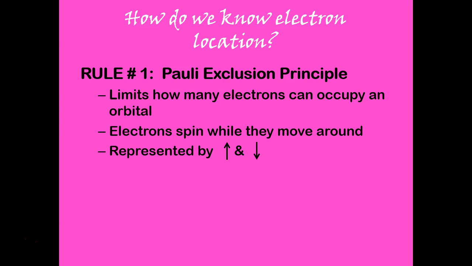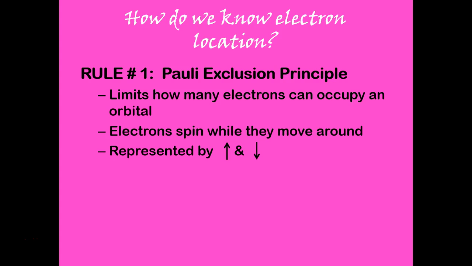Okay, so electrons spin in the atom, and as they spin, they create a magnetic field. If they're spinning one way, the magnetic field is up. If they're spinning the other way, the magnetic field is down. All right, and it has to do with the magnetic field that's created as the electron spins.